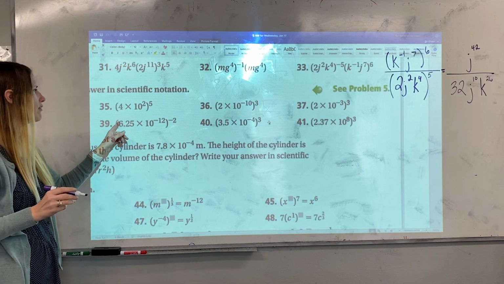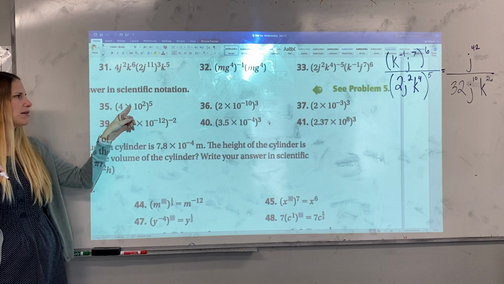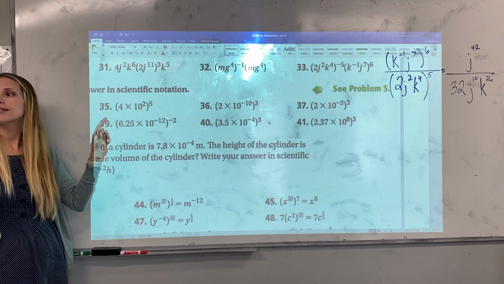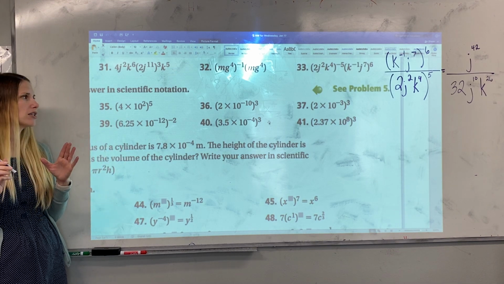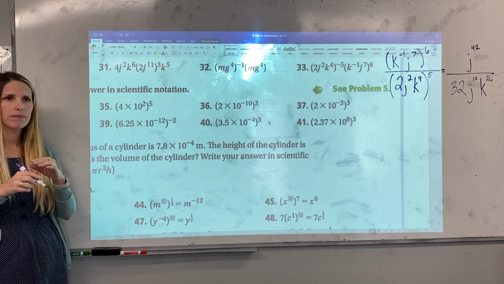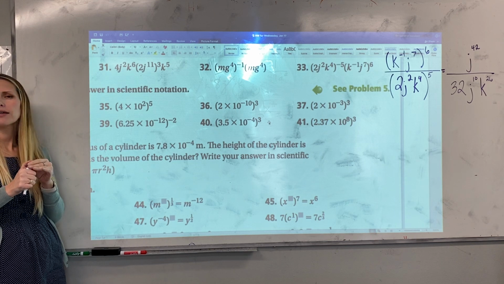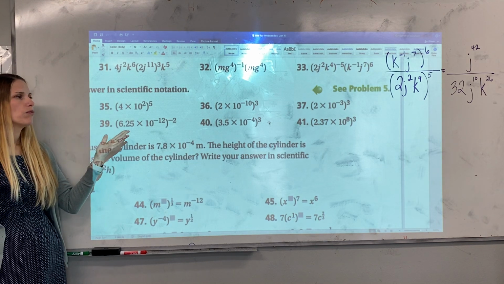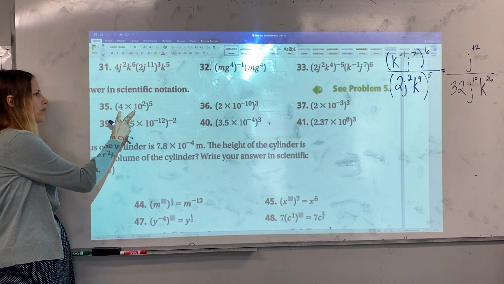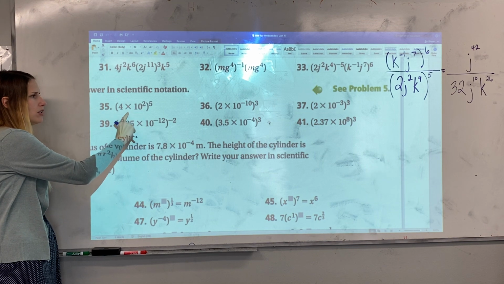Okay, 35. We didn't do this in class, so this is going to be new to everybody. 4 times 10 squared. This is called scientific notation. Scientific notation is where you represent the value of a number with powers of 10. You learned about it in science. Good. But we didn't do it like this. The short story here is that this is really just 4 times 10 squared to the 5th power.